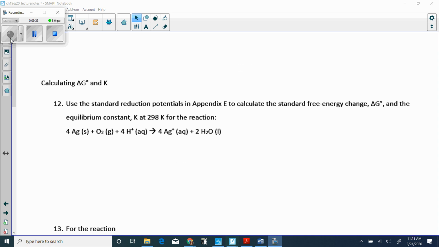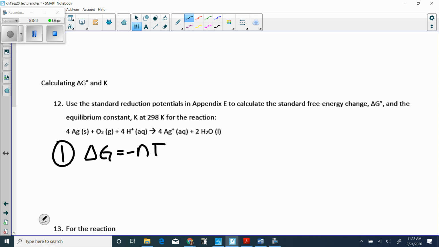If you didn't finish that, you'll get a chance to do it again. Use the standard reduction potentials in the appendix to calculate the standard free energy change, delta G. We have 3 options for calculating delta G. So in your brain, you look at the 3. Do I have a delta H and delta S? No, so I'm not going to use that. Can I use the Nernst one? No, I don't have K. So I'm left with delta G equals negative nFE. It says to calculate delta G and then calculate K.